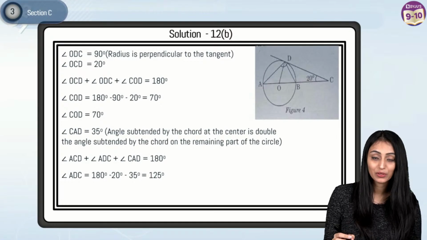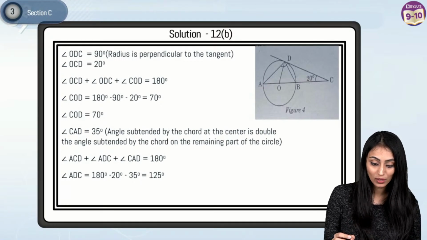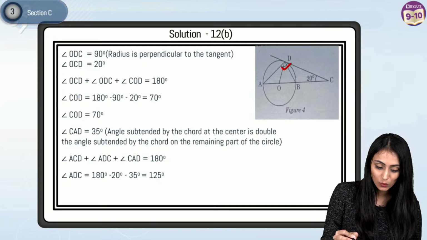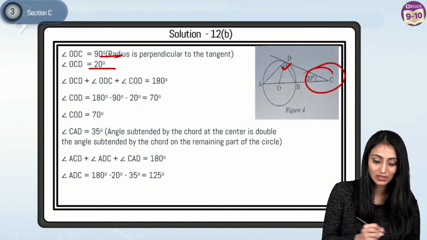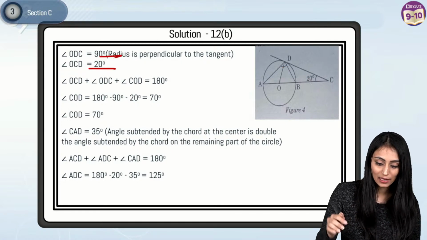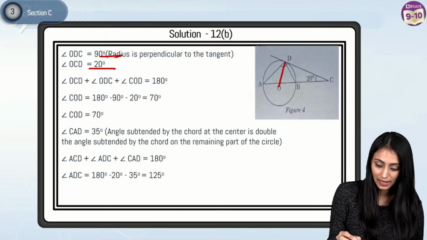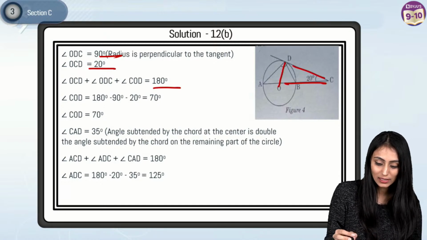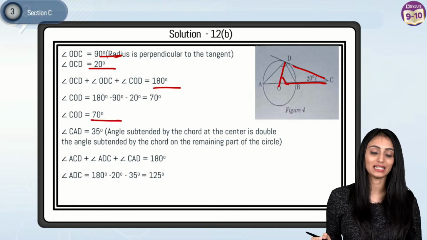So simply we know that the radius and tangent are perpendicular at the point of contact. So this angle ODC would be 90 degrees, and angle OCD is already given, that's 20 degrees. So the sum of all the angles in this triangle is going to be equal to 180 degrees. So angle COD would be equal to 70 degrees from here.